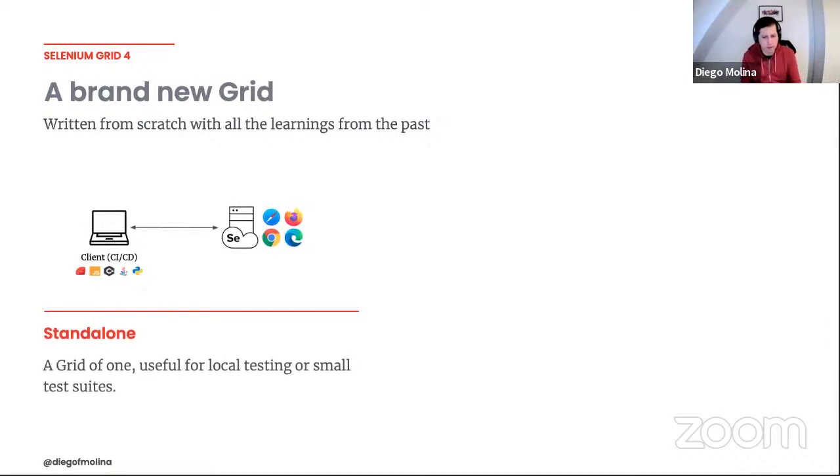So you have the standalone mode, which is a grid of one. It's useful for local testing or for small test suites. Then you have your laptop, you have your CI/CD, for example, and then you have one single server where all the browsers are registered.